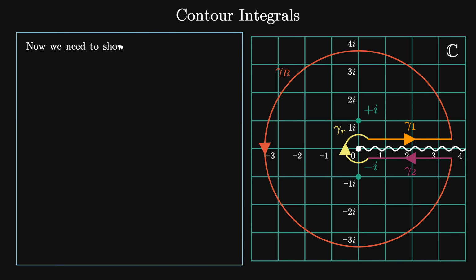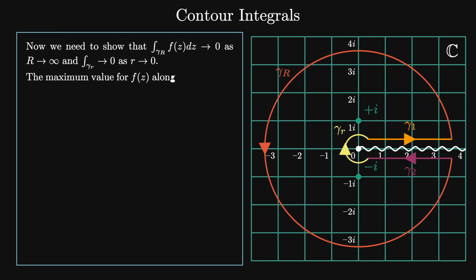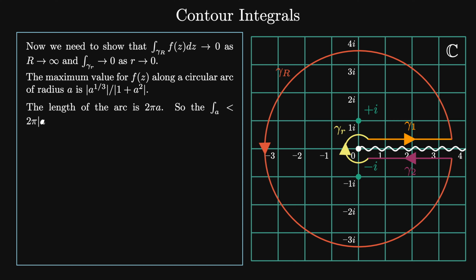Now we need to show that the integral along gamma R goes to 0 as R goes to infinity, and the integral along gamma r goes to 0 as r goes to 0. The maximum value for f of z along a circular arc of radius a is the absolute value of a to the 1/3 divided by 1 plus a squared. The length of the arc is 2 pi times a. So the contour integral along that curve is less than 2 pi times the absolute value of a to the 4/3 divided by the absolute value of 1 plus a squared. This goes to 0 in both the limit that r goes to 0 and that R goes to infinity.